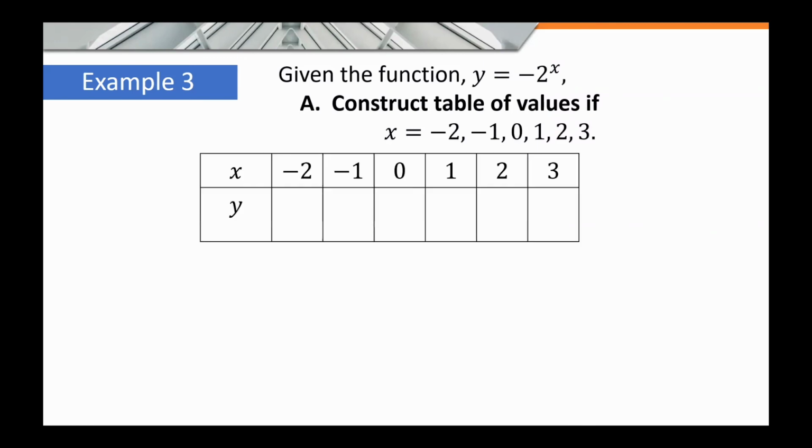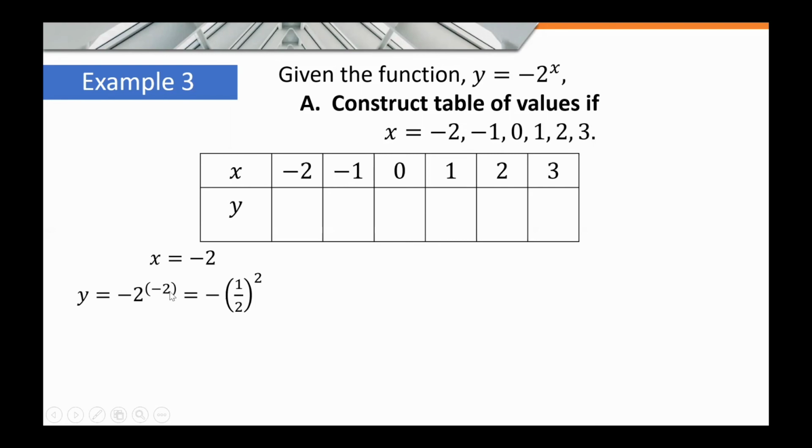In the table of values, these are the x values. The missing are the values of y. So from that, we're going to take note of the given function, which is y equals -2 raised to x, and then substitute the values of x to get the value of y. If x is equal to -2, the value of y will be, using the function, -2 raised to x, and then substitute the given value of x to the given function.